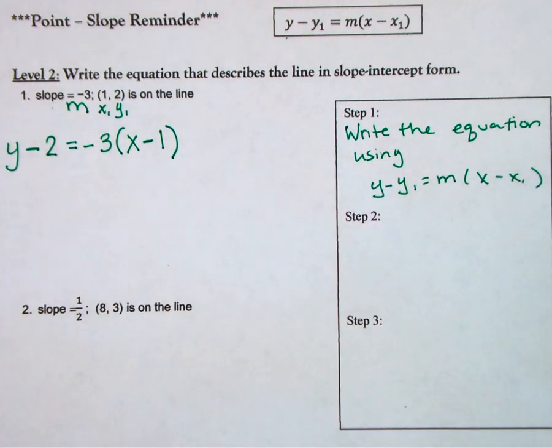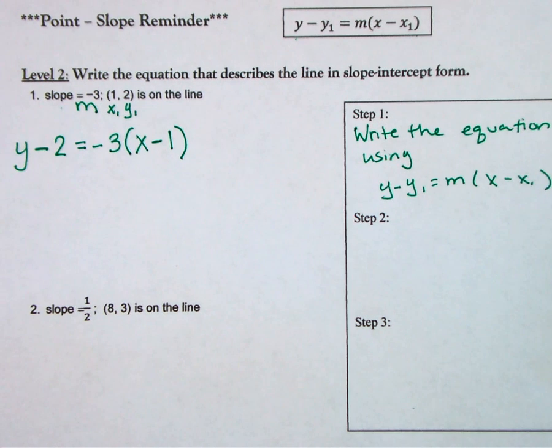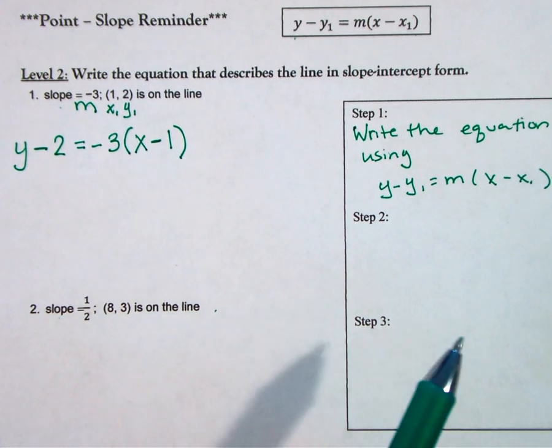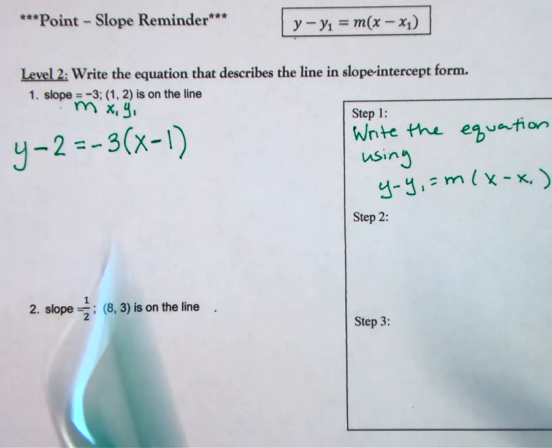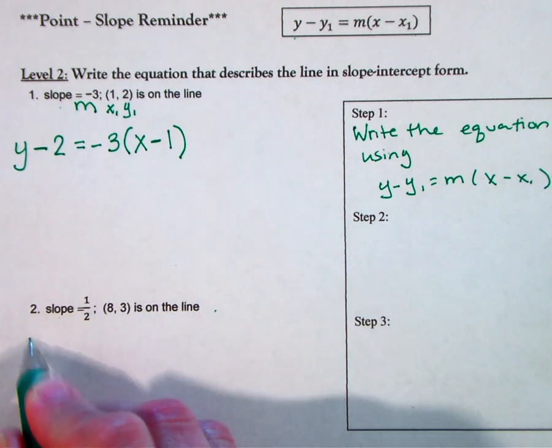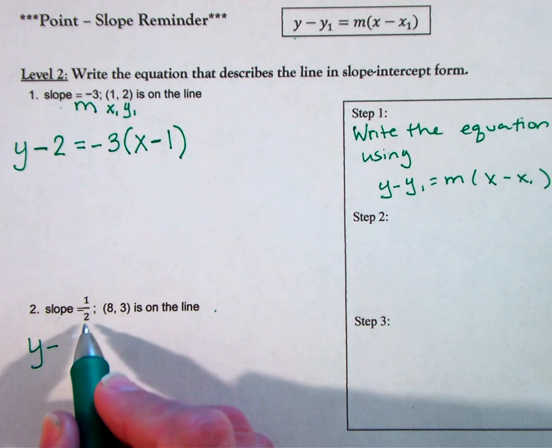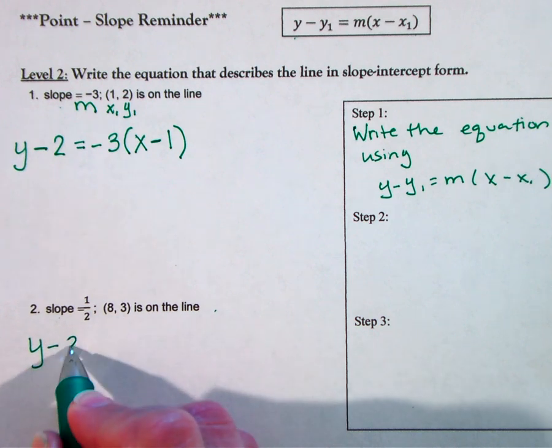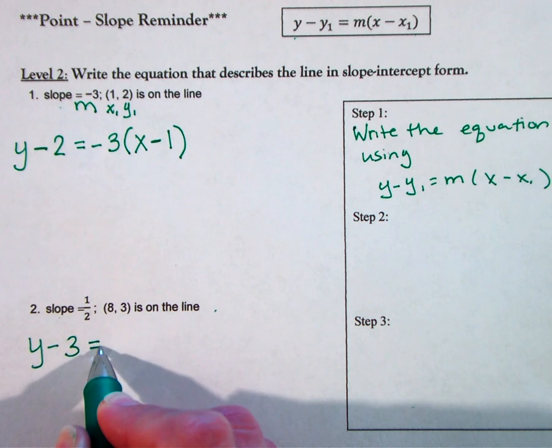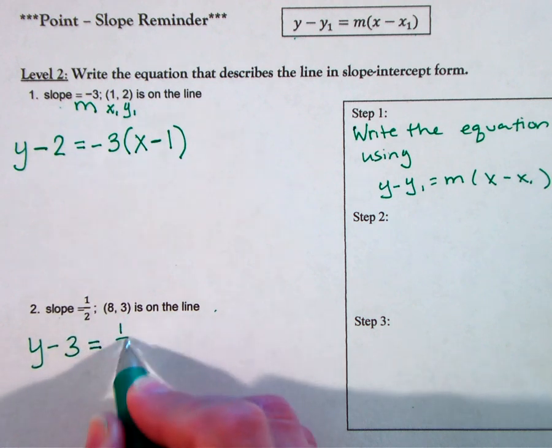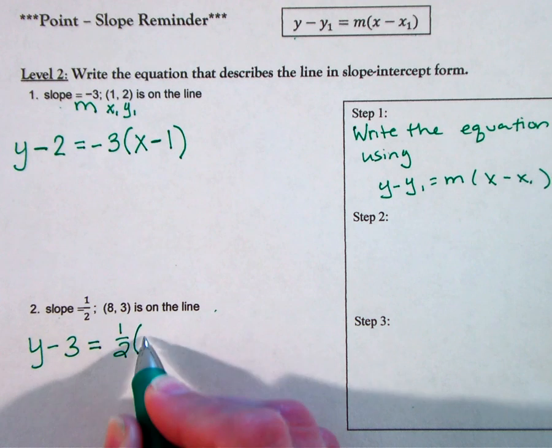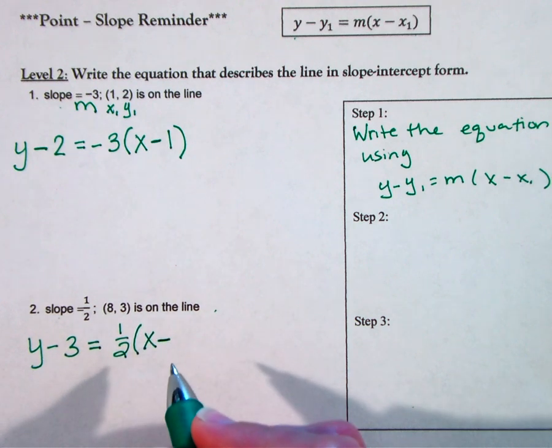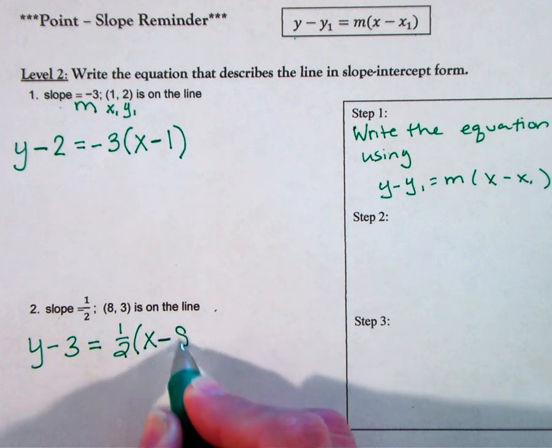Now, because that's a little bit new to us, let's do that one more time with problem number 2 before we move on to finish the problem. We're not finished with this one, but let's just practice that one more time. So y minus, which one of these 3 numbers is the y number? 3, equal sign, slope comes next, x, minus, and then which number is your x number? 8.